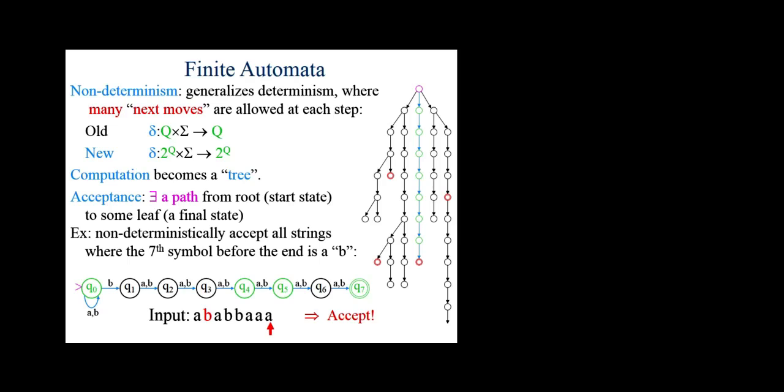Okay. And sure enough, it should accept that string because the 7th character from the end, the B in red, was a B as specified.